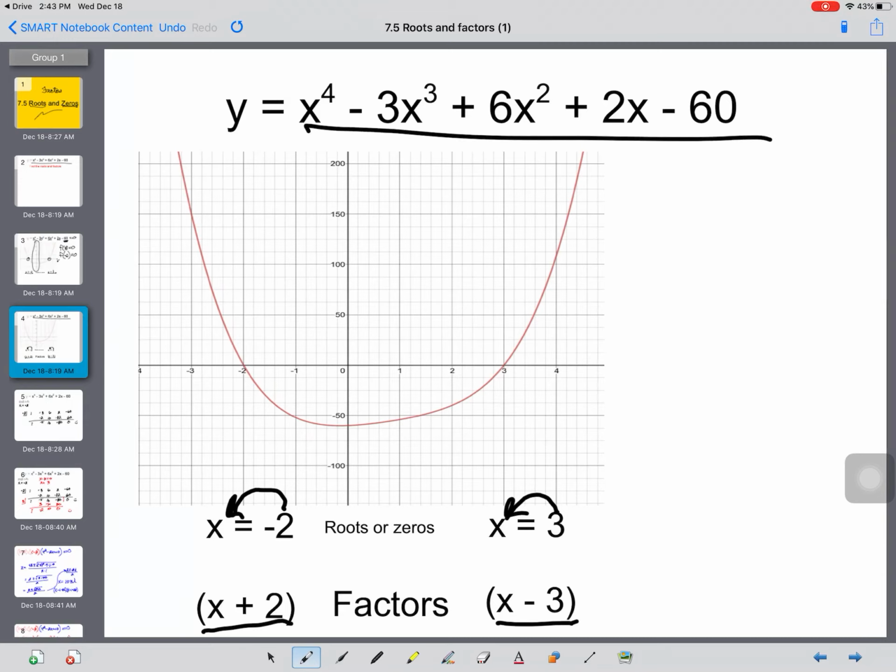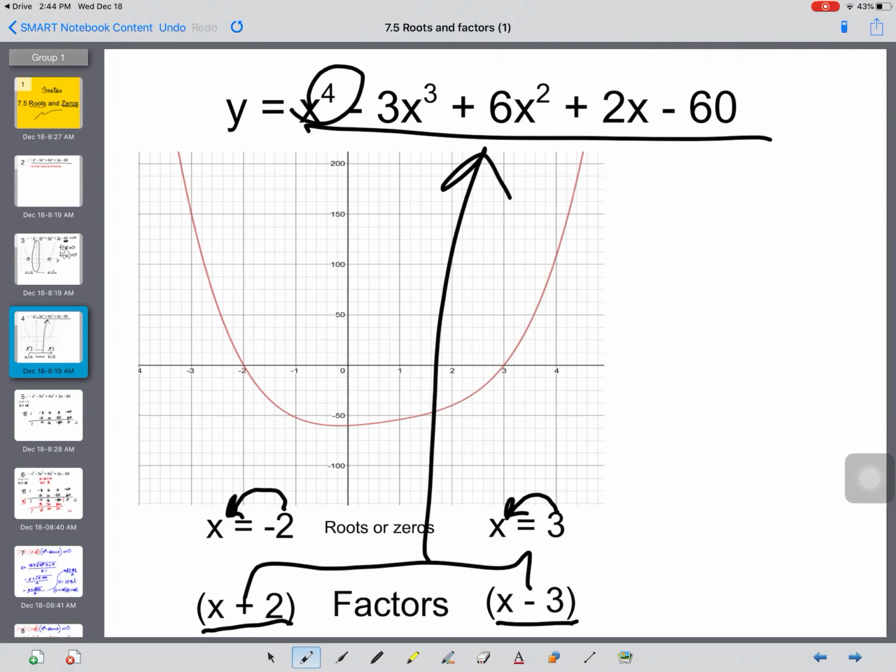Now remember what factors are. Factors are things that when you multiply them together, you get the number. So the factors of 6 are 2 times 3. The factors of 10 are 2 times 5. Now these two things multiplied together won't give me that because this is an x to the 4th power. So there's got to be some other factors. But what I'm going to do is take the factors that I know and divide them out.